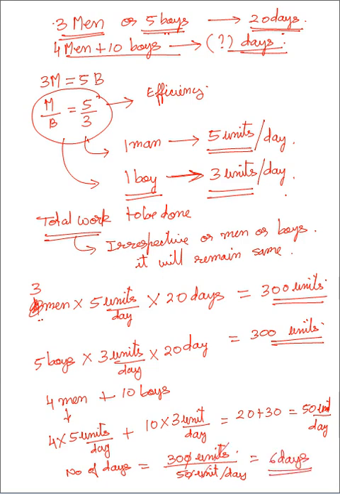Okay, so you can use this method also. Here you have to take total work to be done, with respect to man or boy, it will be same. Ultimately you have to take efficiency, and then you have to see how many men and how many boys are working, and multiply with their respective efficiency, so that you get the number of units per day. Then total units divided by number of units per day will give you the total number of days.